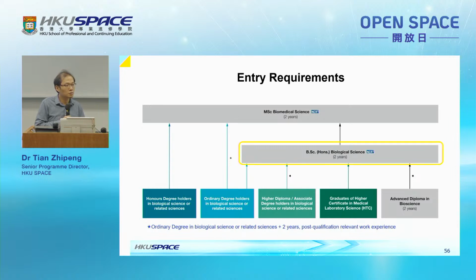Entry requirement. You may have seen this figure a few times. MSc Biomedical Science is at the top, so it's equivalent to Hong Kong QF level 6. We expect students to have completed a BSc, so you can apply with a BSc honors degree in biological science or a related area, or you have an ordinary degree but with 2 years of post-qualification working experience, which means you got an ordinary degree and you have 2 more years of working experience, then you are eligible to apply for this program.